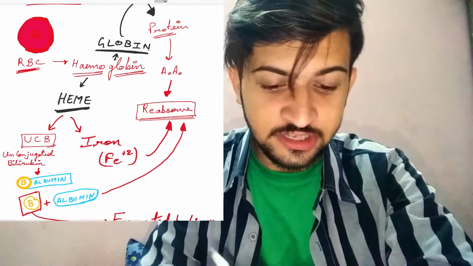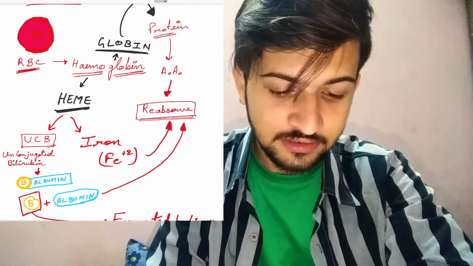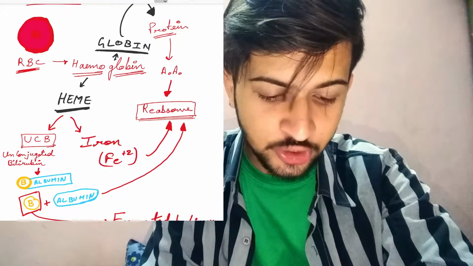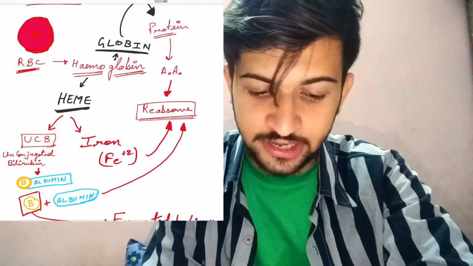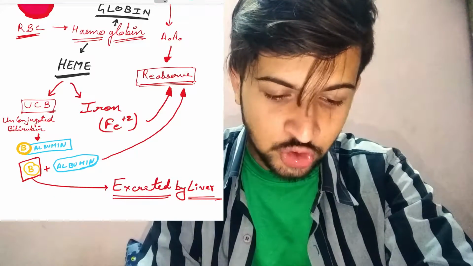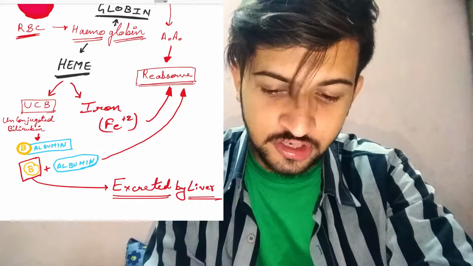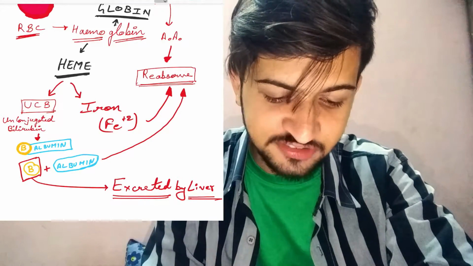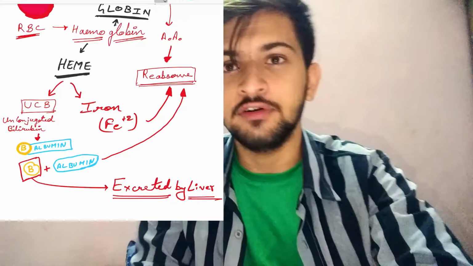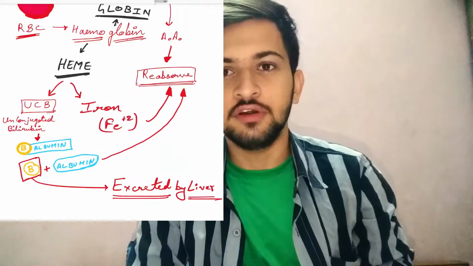Now deal with the heme part. The heme part contains two parts, that is unconjugated bilirubin and the iron part. The iron part is further reabsorbed, and unconjugated bilirubin contains albumin. The albumin is further reabsorbed, and the remaining one is bilirubin, that is excreted by the liver. So jaundice is a disorder related to the liver. Now we are going to understand what bilirubin actually is.